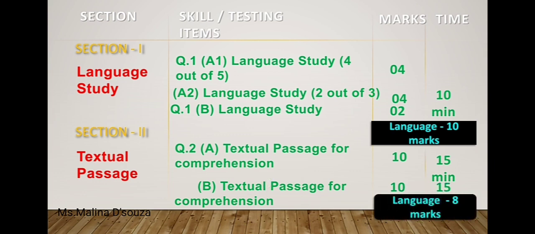Now, just because it's a seen passage doesn't mean that you will not get grammar or vocabulary questions. In section 2, you will get language questions for 8 marks. So, in the first seen passage, you will get grammar vocabulary for 4 marks. Second seen passage, again, grammar vocabulary for 4 marks. Now, moving on to section 3.